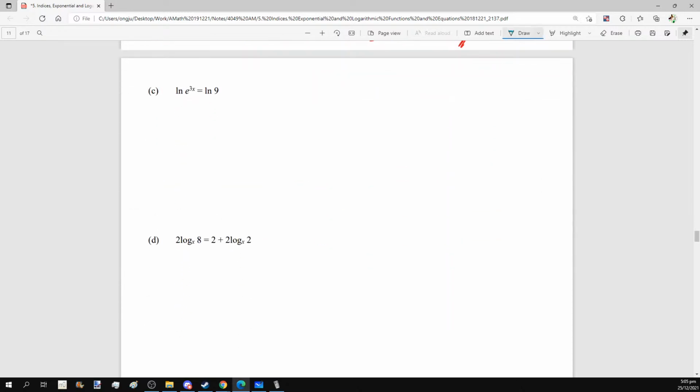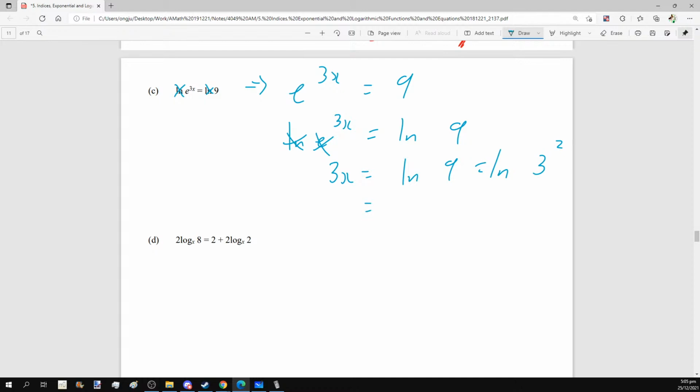So moving on, we have ln 3x equals ln 9. This is a joke question. We can cancel out the lns, and this will imply that e^(3x) equals 9. From here, we will take logarithms on both sides. The logarithm ln will cancel out the e. We will get 3x equals ln 9. Of course, 9 is 3 to the power of 2, so we can move the 2 down and out. And from here, x equals 2/3 ln 3, and we are done.